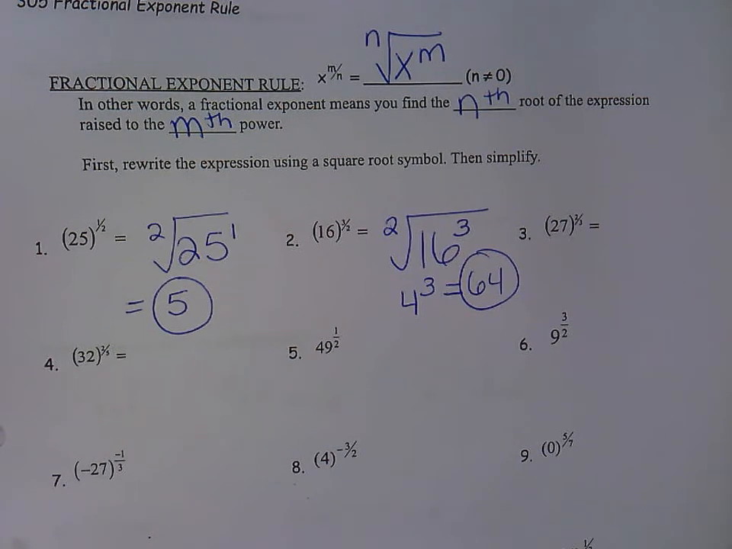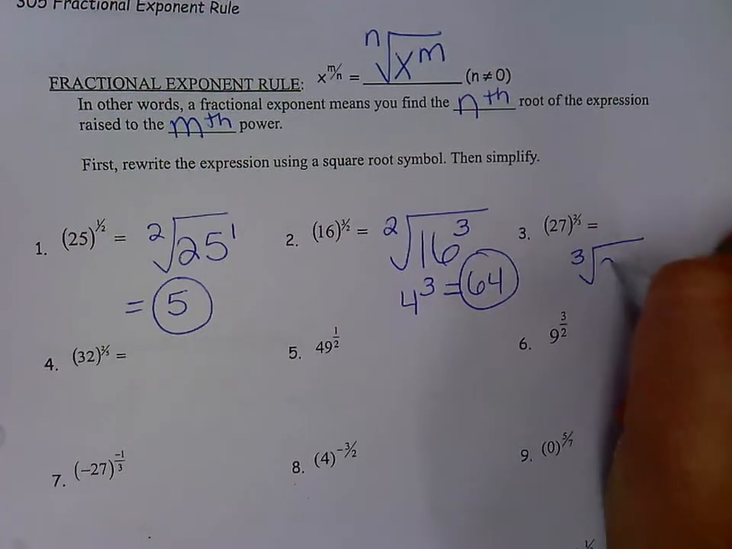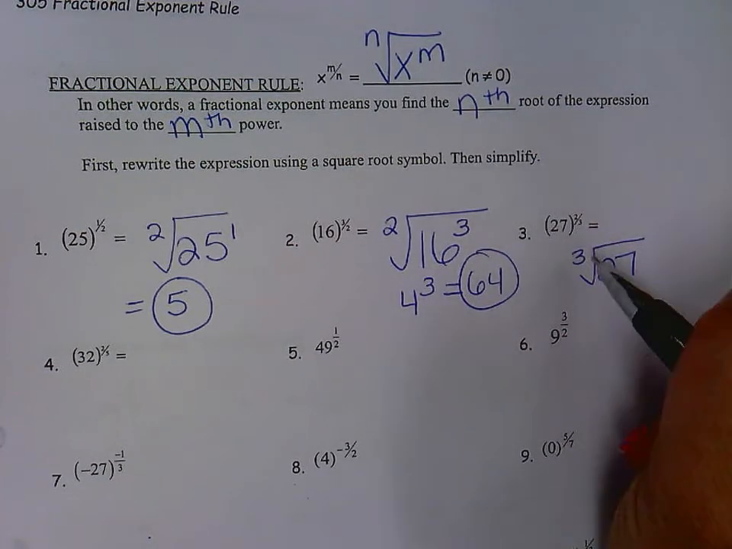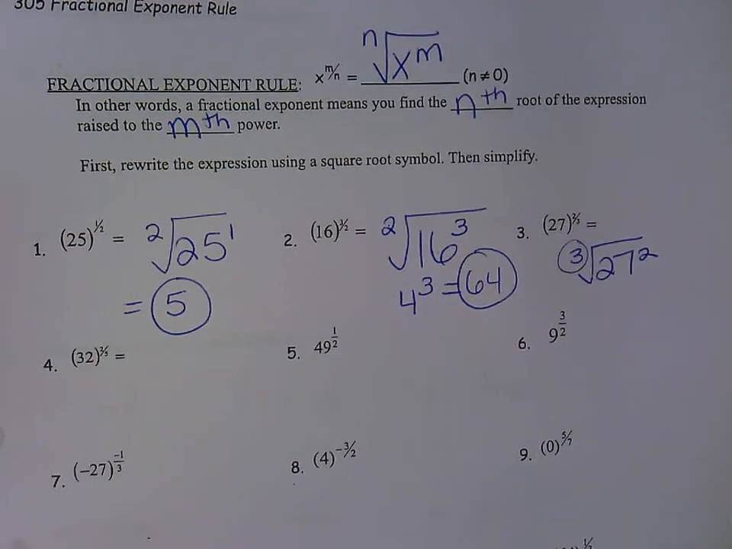All right. So number 3, let's put that together. The 3 is going to go on the outside. So now we have a cube root and then 27 squared. I don't know 27 squared, but I know the cube root of 27. What times what gives you 27? So that's why you got to know the power families for the cubes. 3 cubed is 27. So this is equivalent to 3 squared.